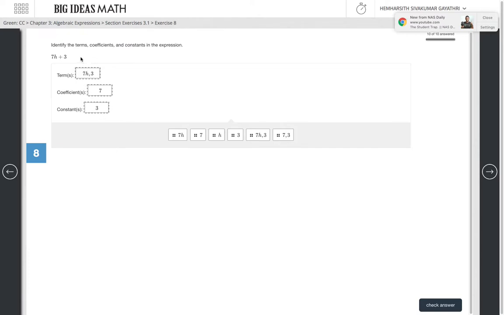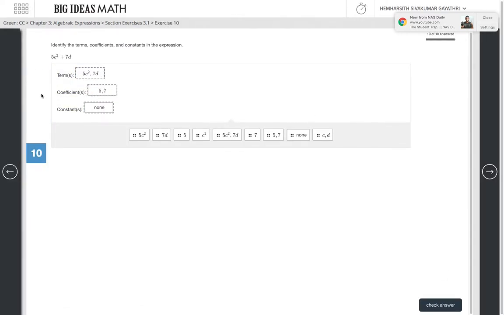So next one, identify terms, coefficients and constants in the expression 7h plus 3. So 7h plus 3 is a term. Coefficient is the first number before the alphabet or any letter, and 3 is single, so it's a constant. Check answer. I got it correct.